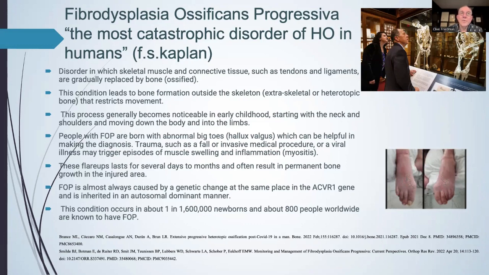Most individuals with FOP are born with abnormal toes, which is the hallux valgus, which can certainly be helpful in making a diagnosis. And so the clinical diagnosis can certainly be made from evaluation of the toes. And what's interesting is in Brazil, they've actually come up with a law that says that every infant needs to have their toes evaluated for the hallux valgus.